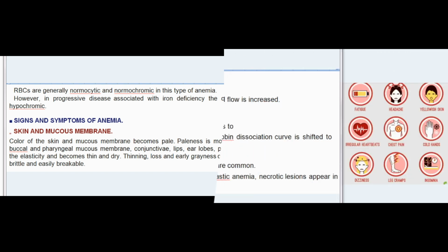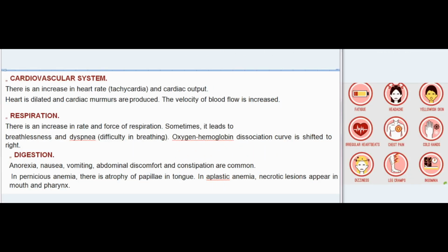Cardiovascular system. There is an increase in heart rate, tachycardia, and cardiac output. Heart is dilated and cardiac murmurs are produced. The velocity of blood flow is increased. Respiration. There is an increase in rate and force of respiration. Sometimes, it leads to breathlessness and dyspnea, difficulty in breathing. Oxygen hemoglobin dissociation curve is shifted to right.